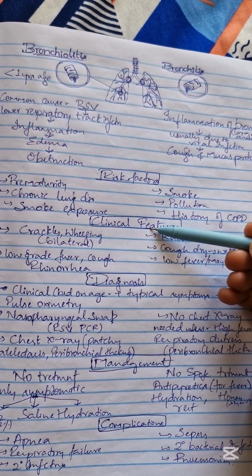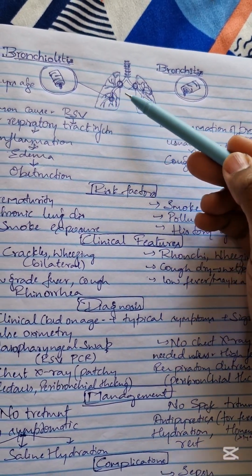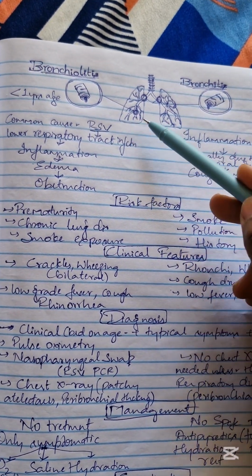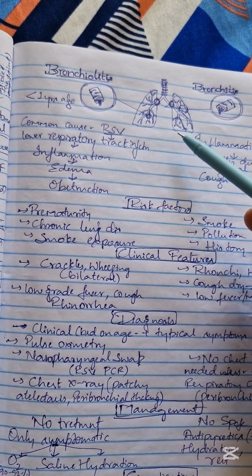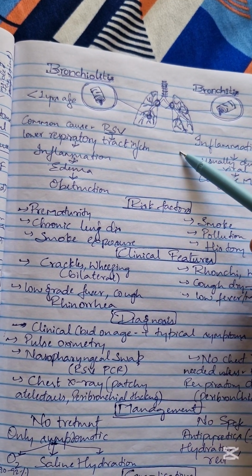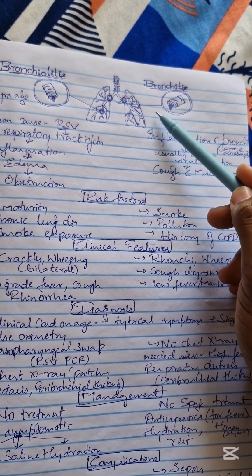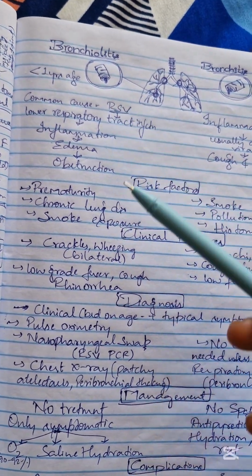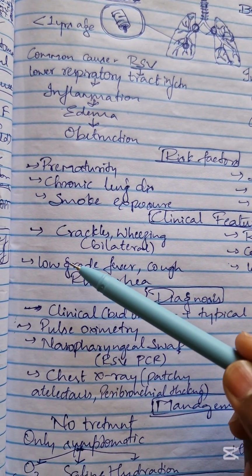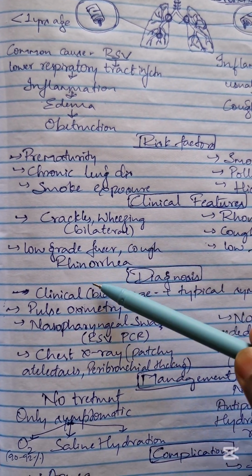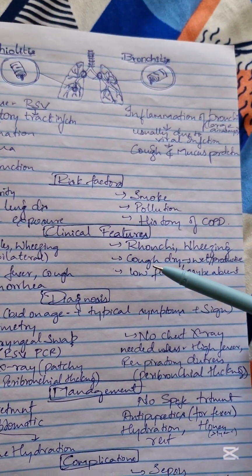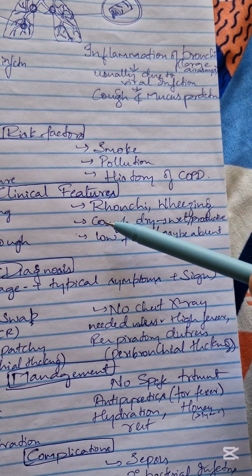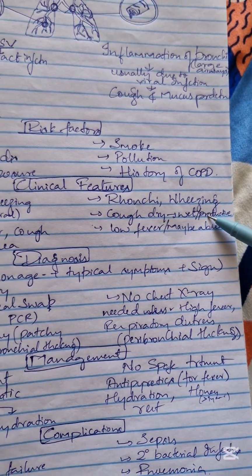If you talk about the clinical features, in bronchiolitis you'll be hearing crackles and wheezing bilaterally, on both lungs, whereas in bronchitis you'll be hearing rhonchi and wheezing on both lungs. In bronchiolitis, the other clinical features are low grade fever, cough, and rhinorrhea, while in bronchitis there is low fever, which may be present or absent, and a dry cough that can lead to a wet productive cough.